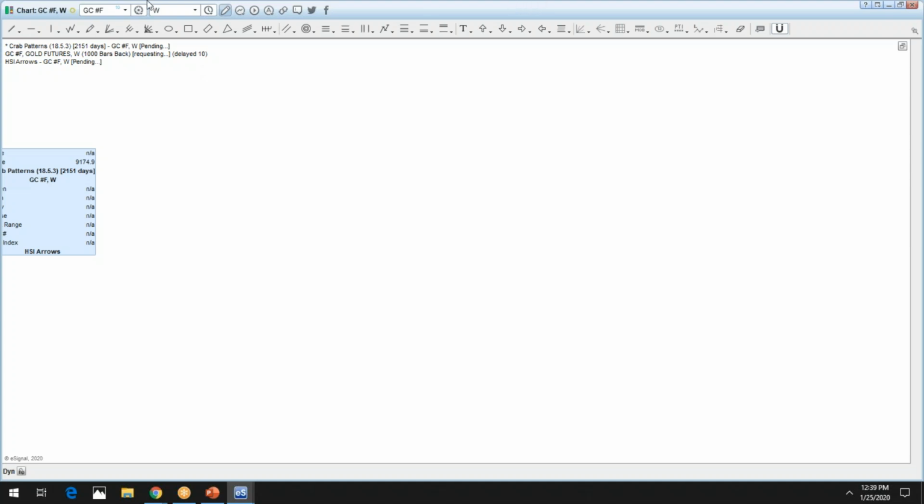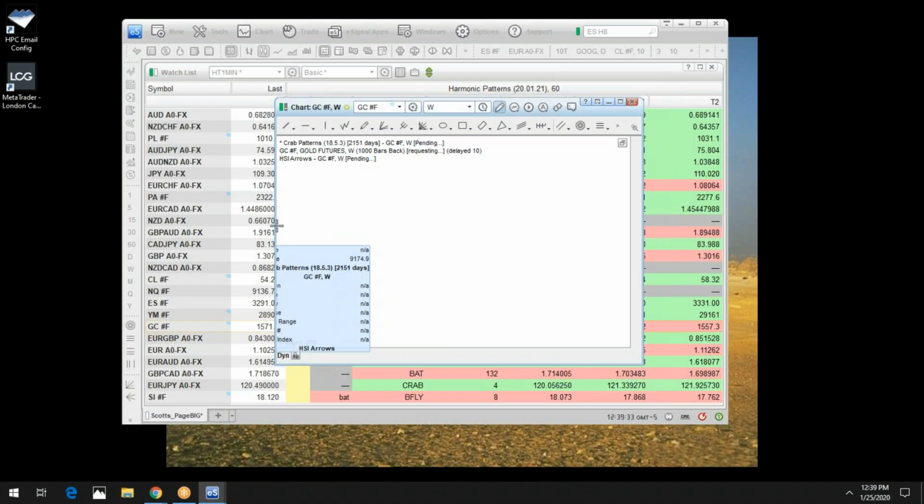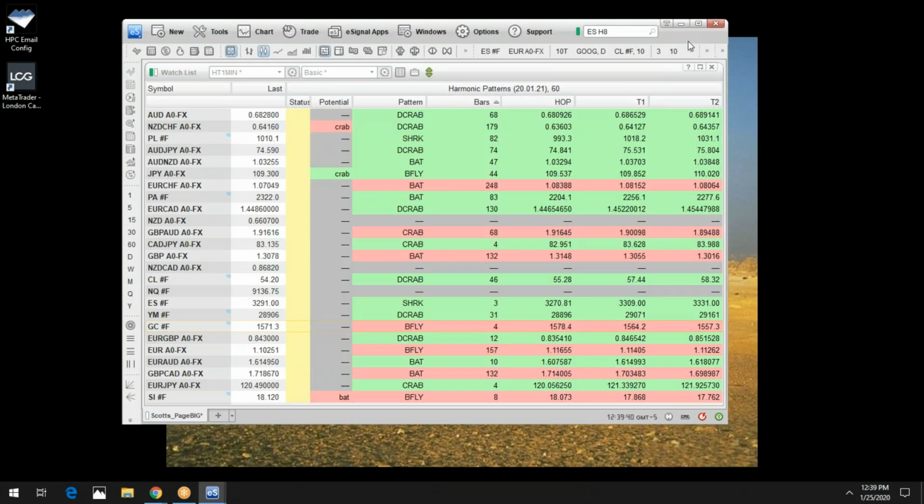I'll give this a second. This is still loading. I don't know why that's still loading. While the chart's still loading, I don't know what's going on there.